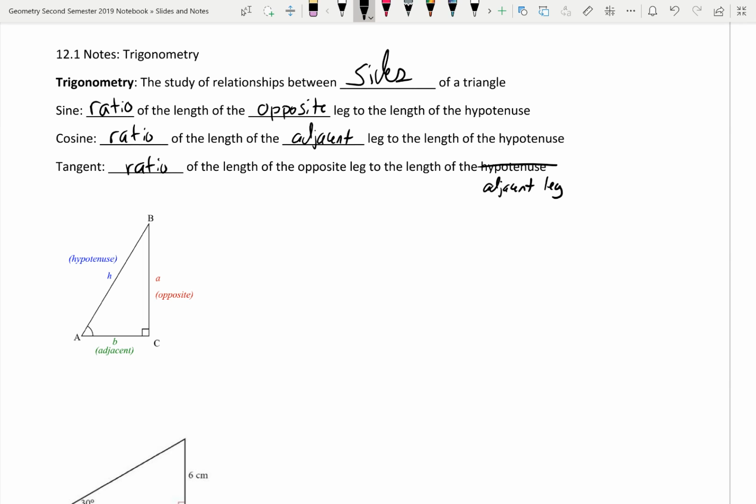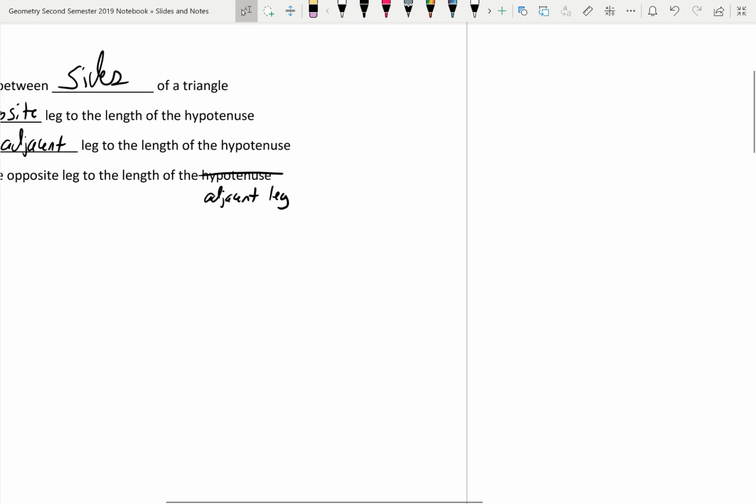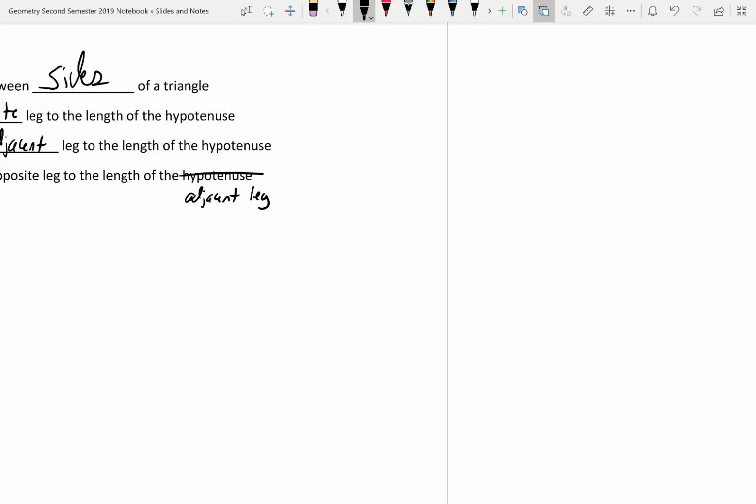So notice we have words like opposite and adjacent and hypotenuse. Opposite and adjacent refer to legs, and sine, cosine, and tangent are all ratios of sides. So I'm going to get into an example here. Let's say I have a 30, 60, 90 triangle here. And sine, cosine, and tangent only work on right triangles. So let's say this is 60 degrees, 30 degrees.